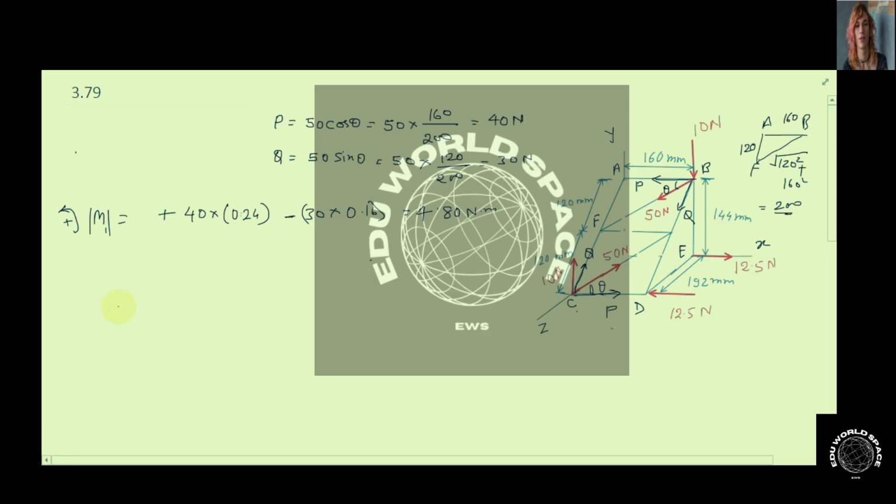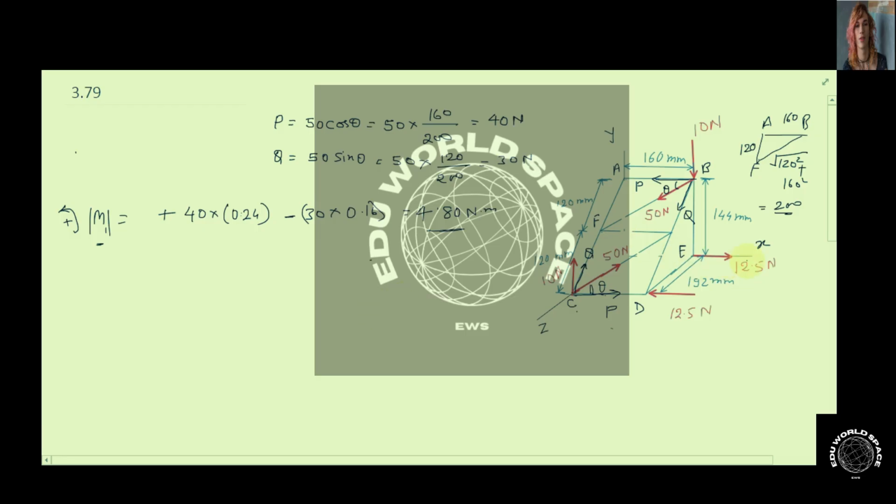Now the magnitude of M1 we have got here, but still we need to find the direction in which M1 will be. Since these two forces, that is P and Q, or we can say these two 50 Newton forces, are in the plane ABCD, their couple will act perpendicular to the plane ABCD. So we need to find the unit vector perpendicular to the plane ABCD.